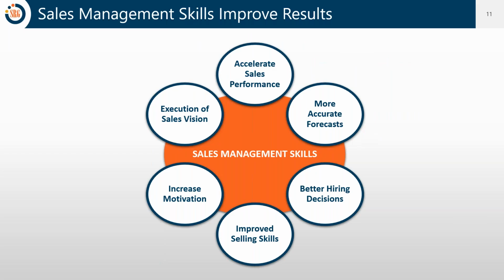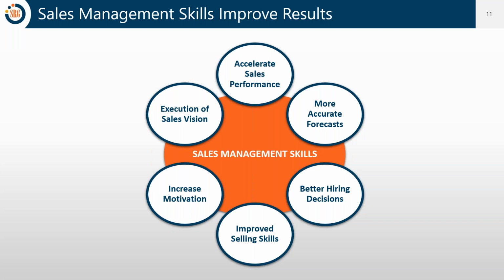improves results. Right here are 6 different ways that sales management skills can improve results. One, it can accelerate sales performance. If you have newer people on your team, they're going to get up to speed faster. They're going to have better skills, better product knowledge. Again, these are things that managers can impact. I was talking to a very high-growth tech company earlier today, and one of the biggest areas for them is: we're growing very rapidly, and we need to onboard people and get them productive more quickly.